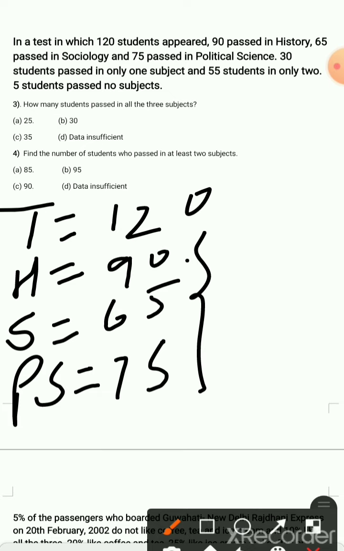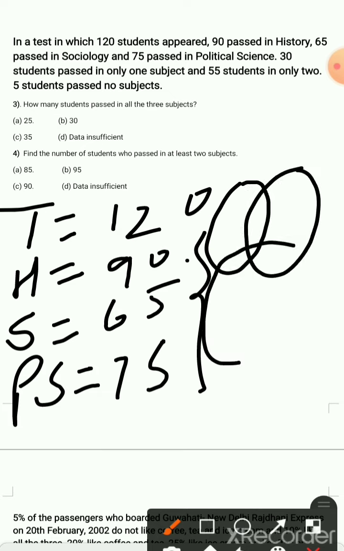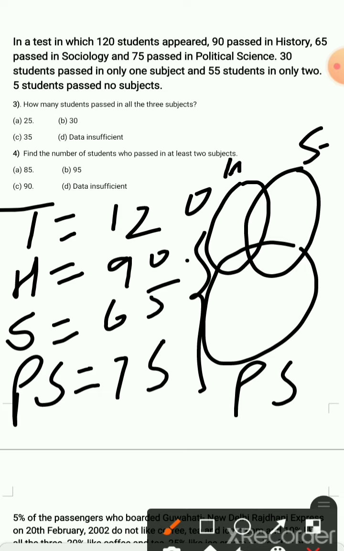First of all, make 3 overlapping circles. This is students who pass in history, this is sociology, and this is political science. So this number is 90, this number is 65, and this number is 75. But I don't know how much is exclusive to history, sociology, and political science. So let us understand.